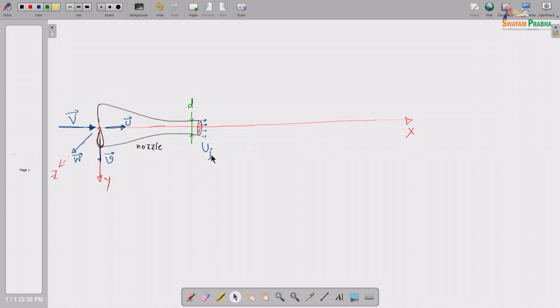Now, the question is what happens after that? Now, this is highly turbulent flow. How do I define this? What is going to happen after this? Now, the question is how do I figure that out also?